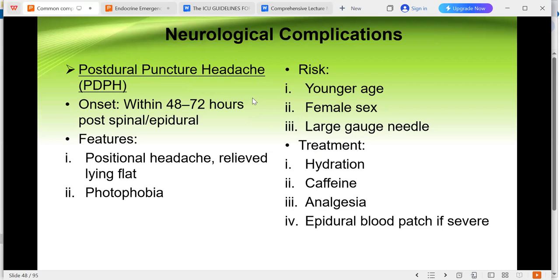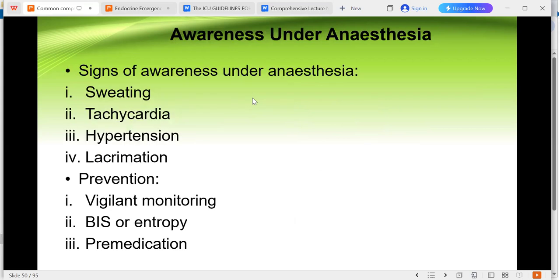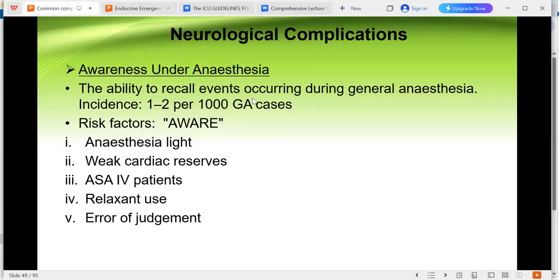All the neurological complications, postdural puncture headache, we've talked about that before. Awareness under anesthesia is another very important neurological complication in anesthesia. It is the ability for a patient to recall intraoperative events during general anesthesia. Sometimes you have the patient, they'll tell you, I heard them say this, and it could be a medico-legal issue. So we need to be aware that awareness under anesthesia could be a serious complication. It could also have psychological impact on the patient.